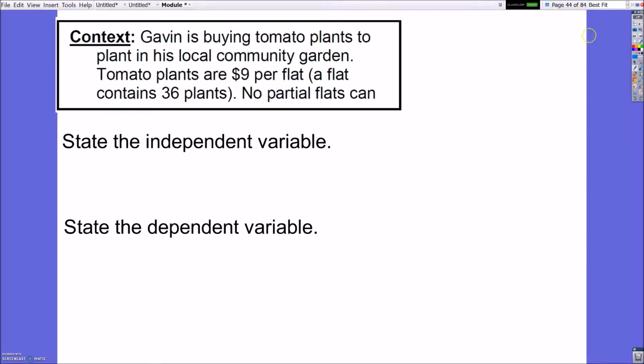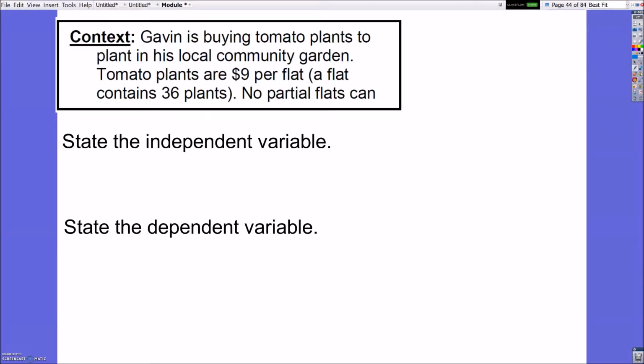Now it says Gavin is buying tomato plants to plant in his local community garden. Tomato plants are $9 per flat. A flat contains 36 plants. There are no partial flats.